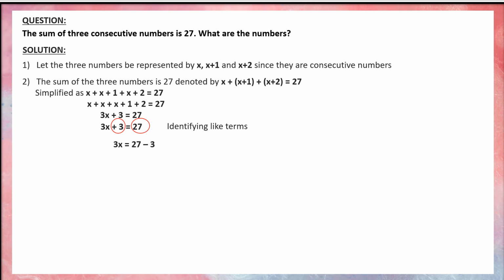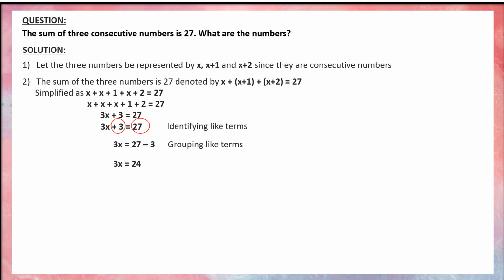So the 3x remains on the left hand side, and then 27 minus 3 can be simplified. So what we've done here is to group the like terms before we simplify, and then 3x is equal to 24. I beg your pardon, 27 minus 3 is 24.